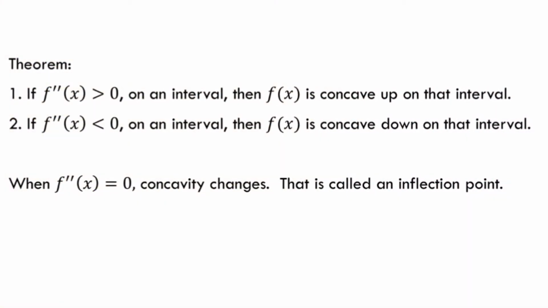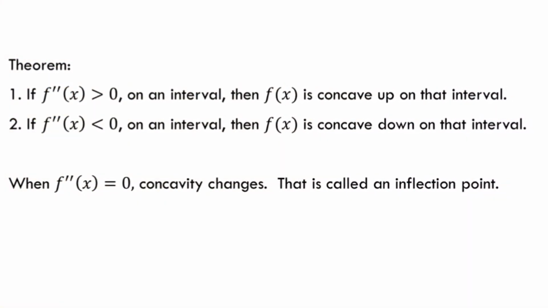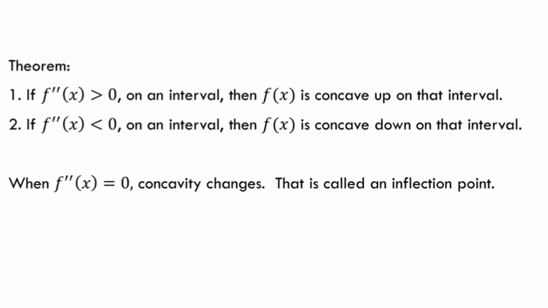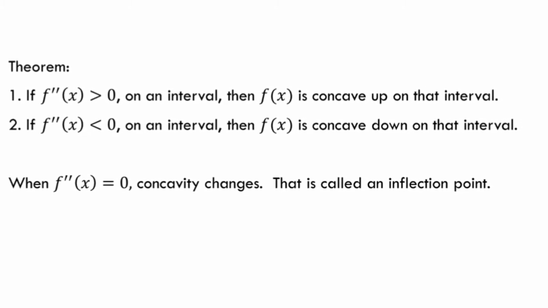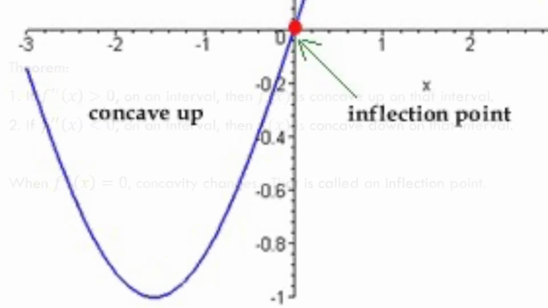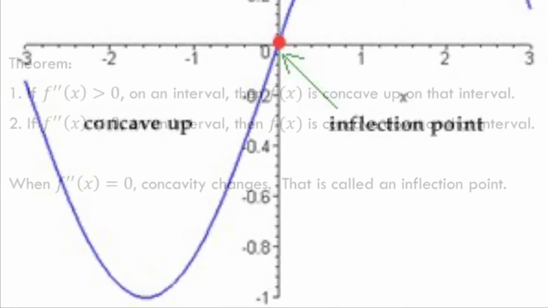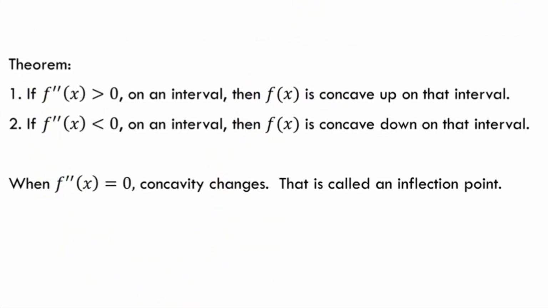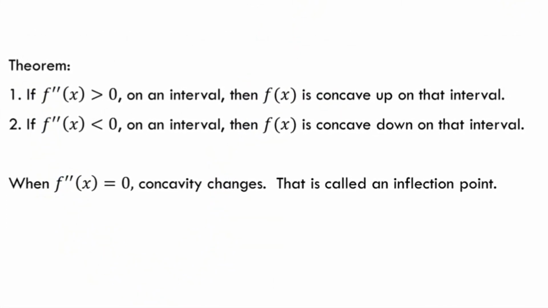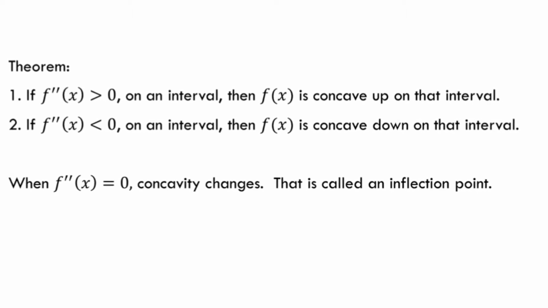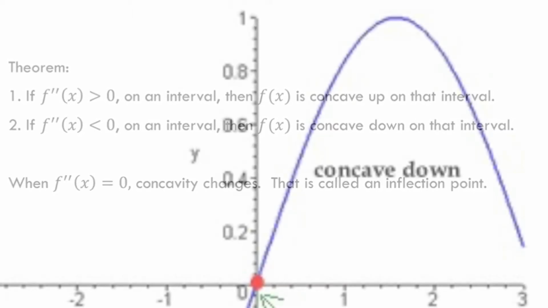So this process is pretty similar to the first one that we did. If you take the second derivative, plug in a point on the interval, and you get a positive, your graph is going to be concave up on that interval. If you take the second derivative, plug in a point in the interval, and you get a negative answer, that interval is going to be concave down.